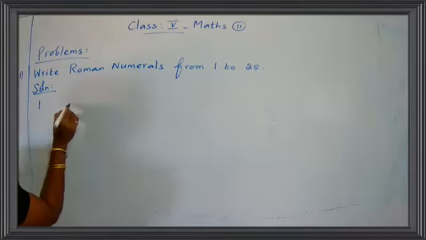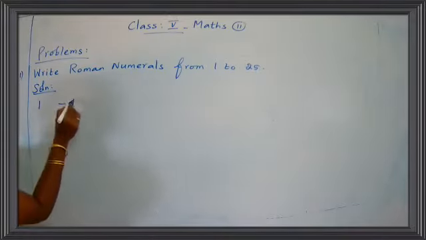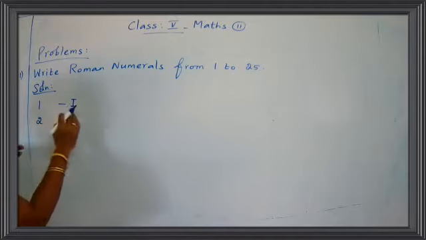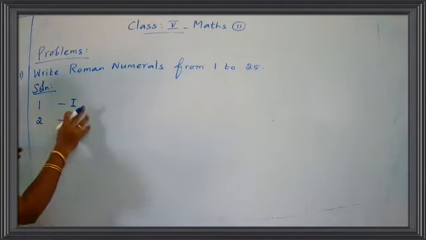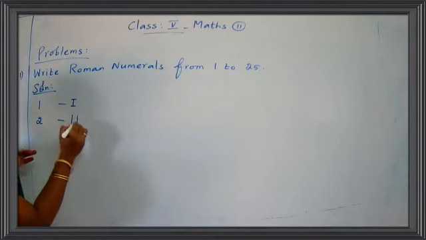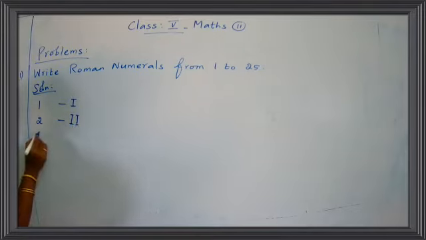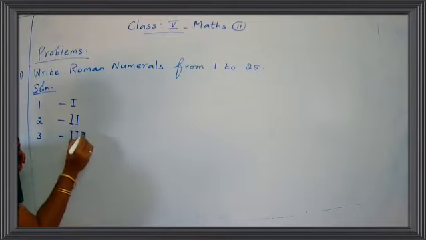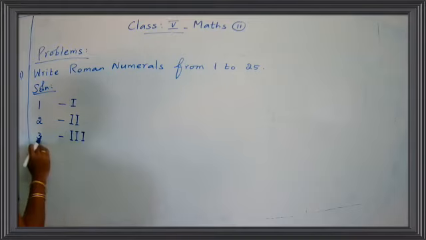So that's why 1 is I. Next 2. 2 stands for I plus I, so II. Next 3. 3 is III, 3 times I. Okay, children, so 3 times I is 3.